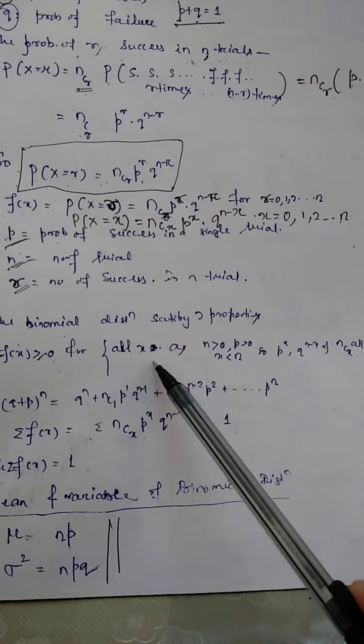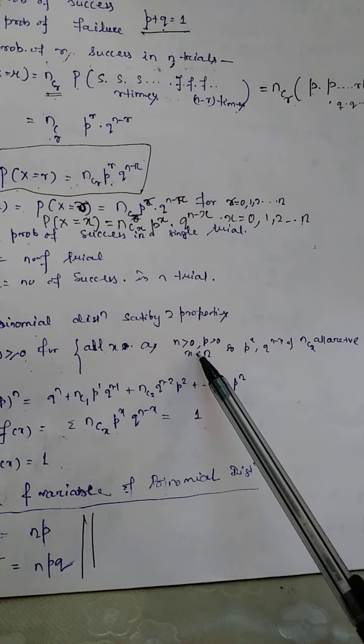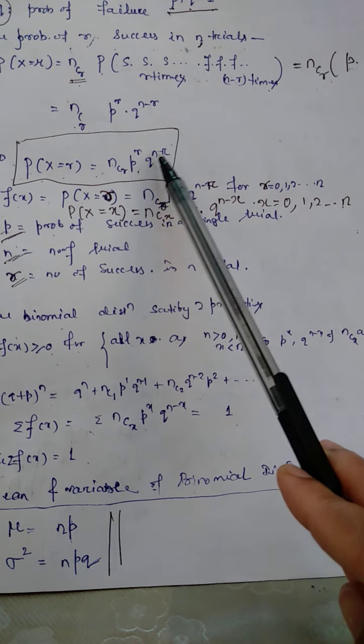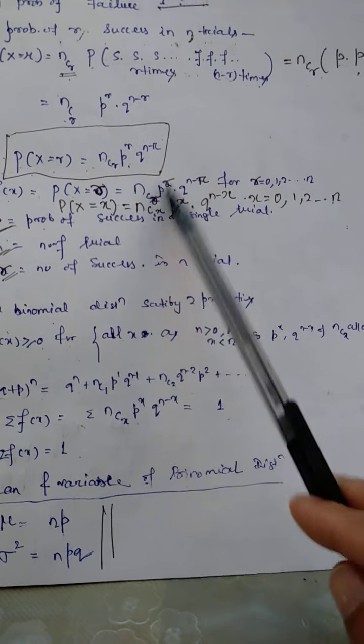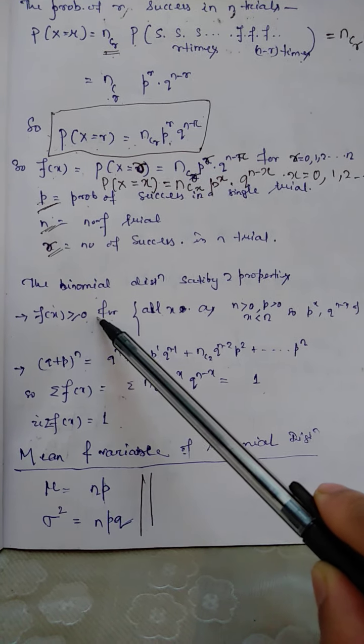How? Suppose for any x value, n is greater than 0 and p is greater than 0, so nCr must be greater than 0, p is positive, q is positive. So this value will be positive for any x value. So we can easily show that f of x is positive.